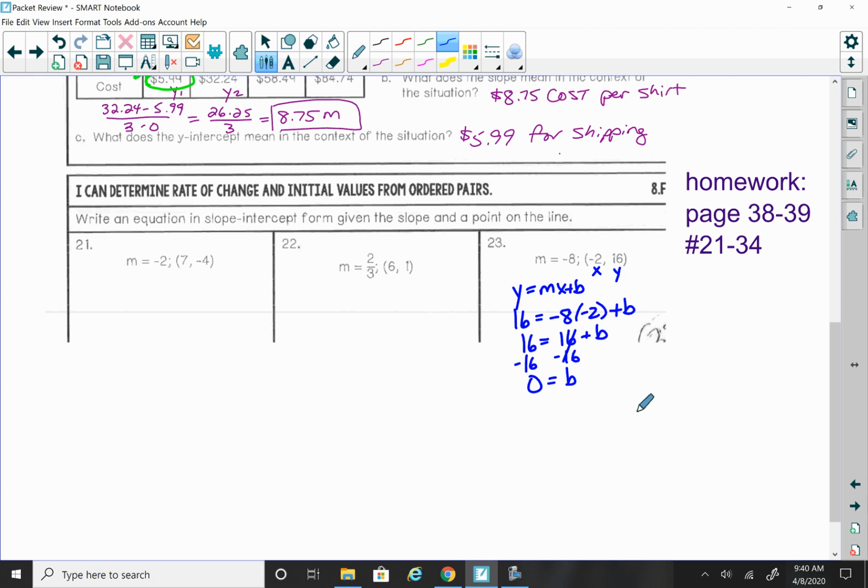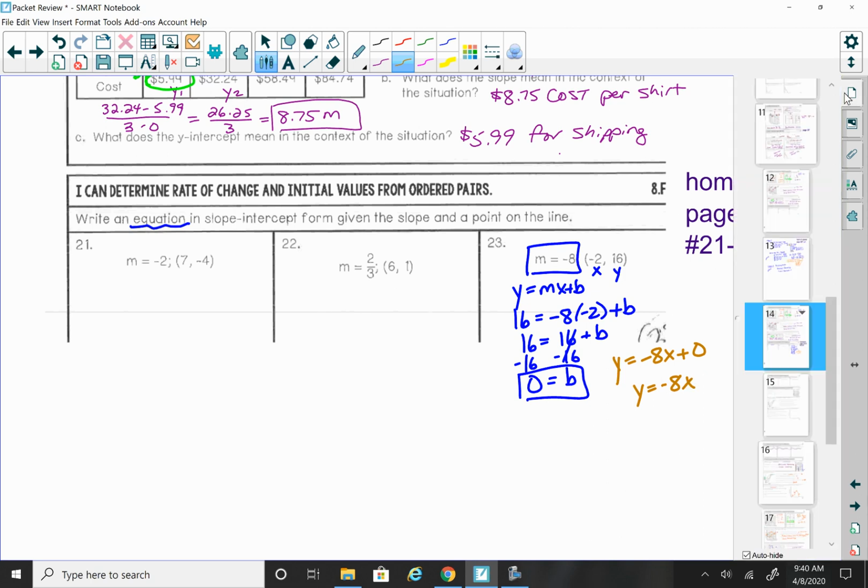But again, remember that we have to write our equation. So now we take this b value and this slope, and we write our equation: y equals negative 8x plus 0. A lot of times you would drop off the 0, simplify it, and just say y equals negative 8x. Again, I would accept the answer written either way.